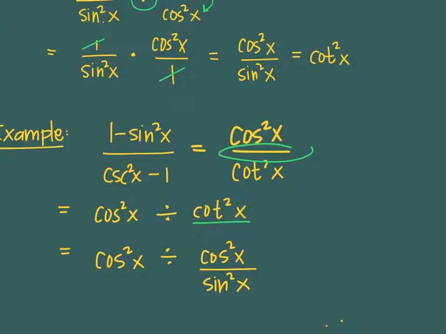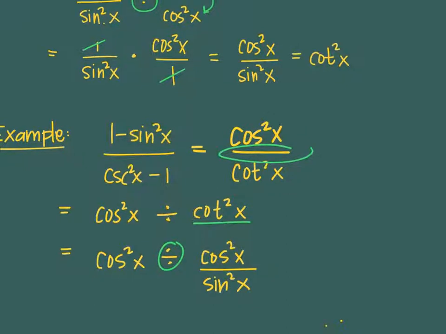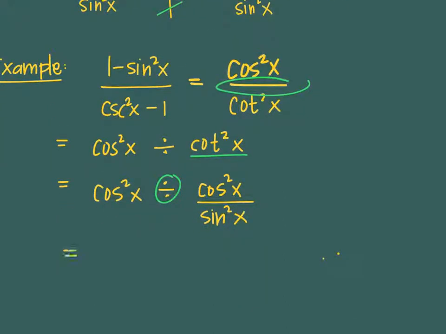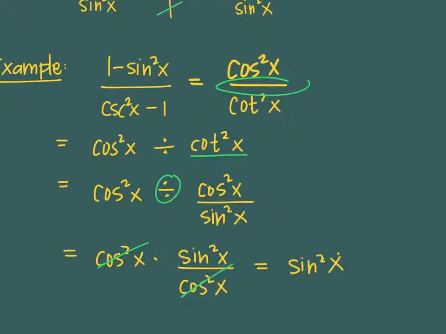So then I replace my division with multiply by the reciprocal. So cos squared multiplied by, and then I'll flip it, sine squared over cos squared. So finally I've done enough replacing where I'm to the point where I can reduce. So I did replace, replace, replace, replace, replace, and now finally reduce, and I'm left with the simple answer of sine squared of x.